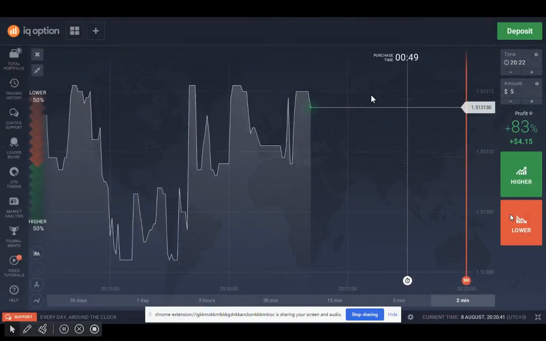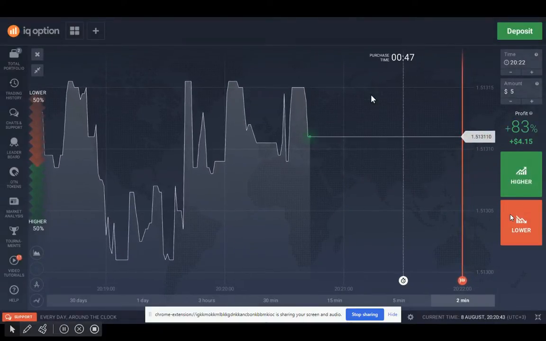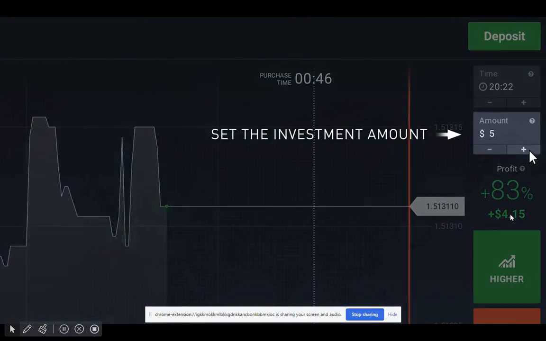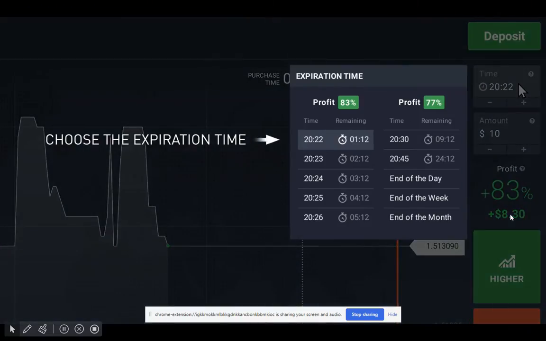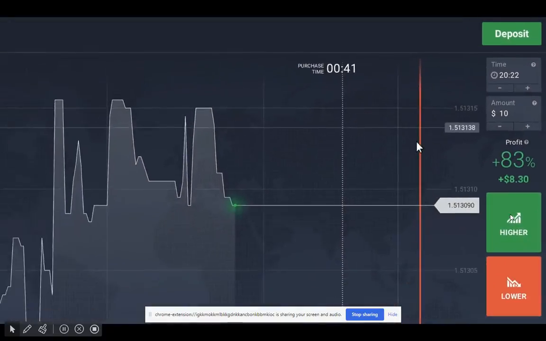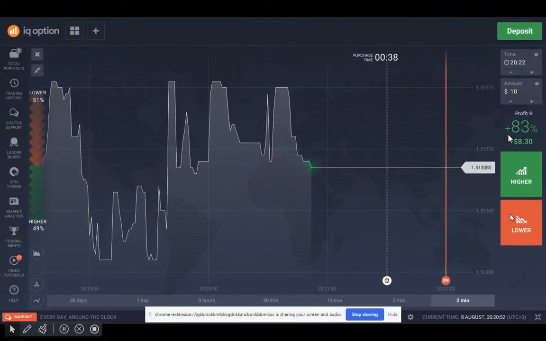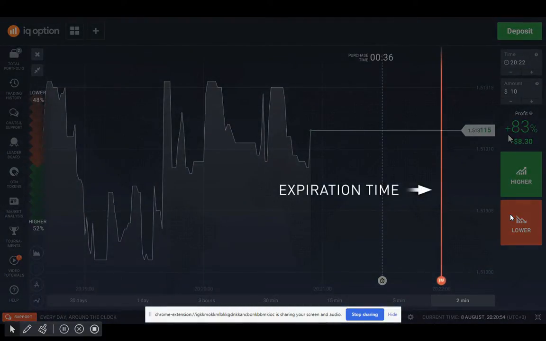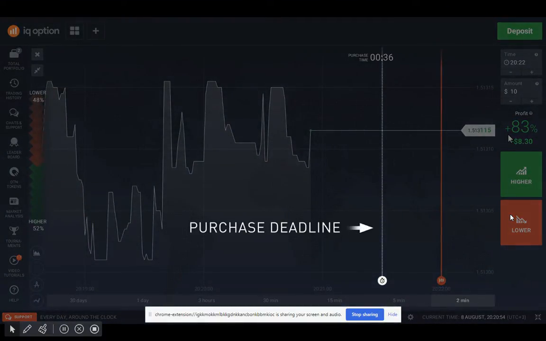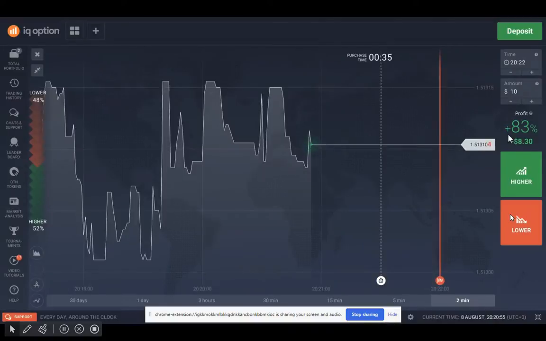Specify the amount of your investment by pressing the Amount button on the right-hand side panel. Choose the expiration time by clicking the Time button. After the expiration time, the option is no longer valid and cannot be used. The expiration time is shown on the chart by the red solid line. The white dotted line on the chart is the purchase deadline. Up to this time, you can buy multiple options of the same asset in the chosen direction.